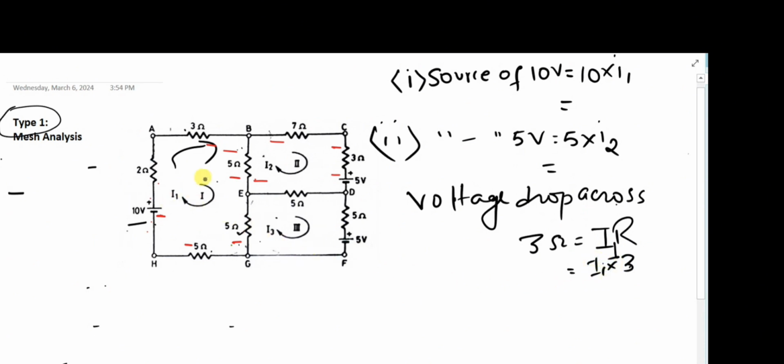If you are asked to identify the voltage drop across this resistor, you will write 5 into the resultant of the currents flowing through it. If one is coming clockwise and the other counterclockwise, you can write this minus this. So that's how we can solve the problem of mesh analysis where only resistors and EMFs exist. Hope this video is going to help you. Thank you.